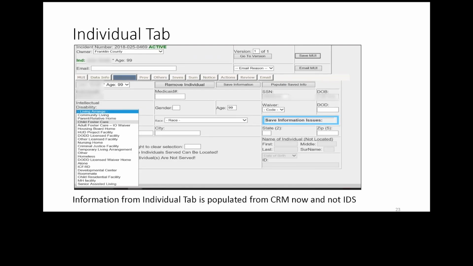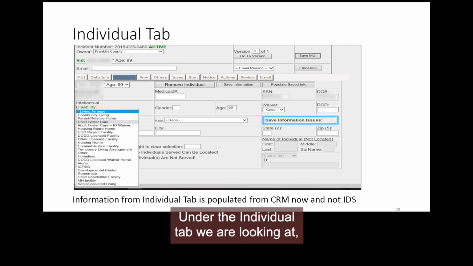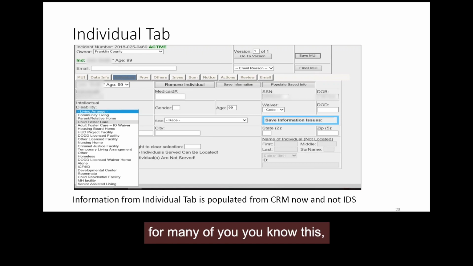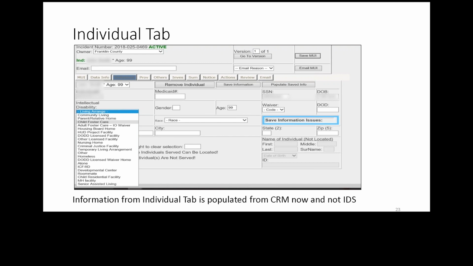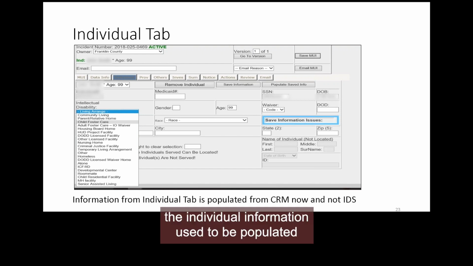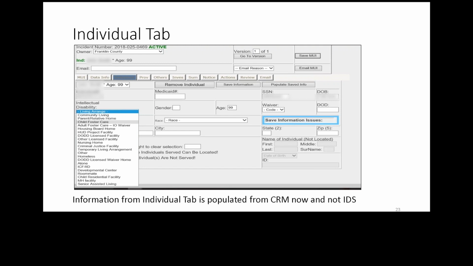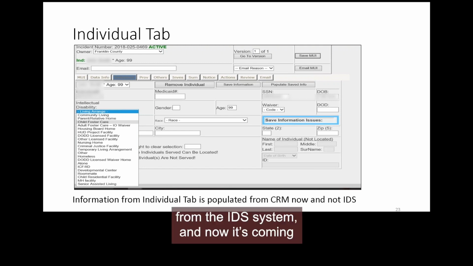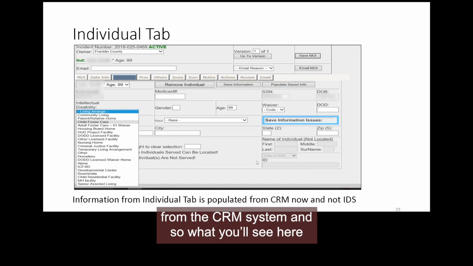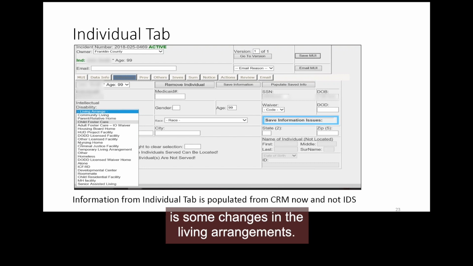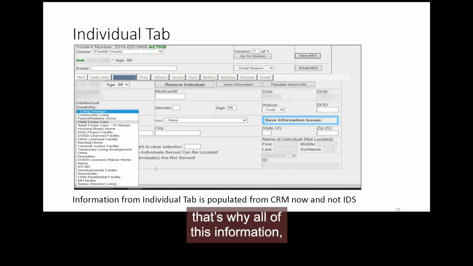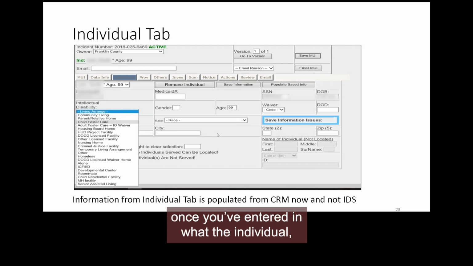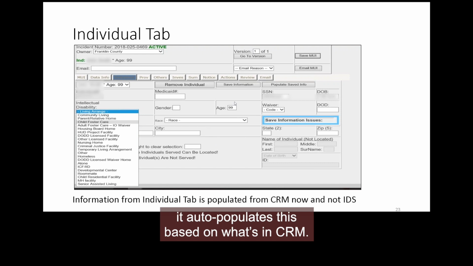I think we do. Under the individual tab, for many of you, you know this, but for our new investigative agents and MUI contacts, the individual information used to be populated from the IDS system, and now it's coming from the CRM system. And so what you'll see here is some changes in the living arrangements. If this looks a little different, that's why. All of this information, once you've entered in the individual, auto-populates based on what's in CRM.